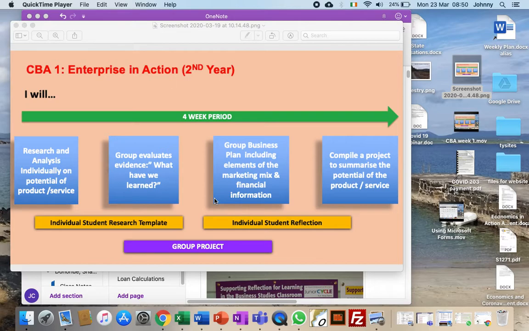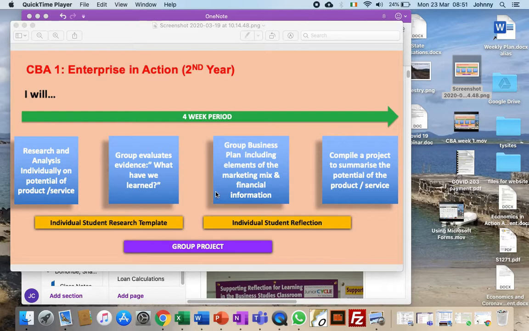So has somebody gone off and done some research about what type of product people would want to buy? Place, where would we sell our product? What type of places would we sell it? Is that included in the research somebody in our group has done? Price, how much should we charge for it? And this is where we talk about financial information.